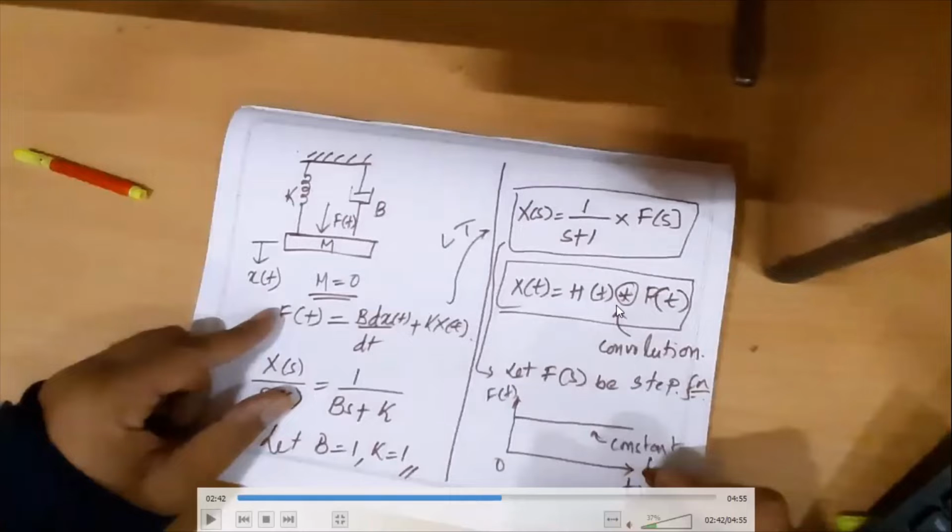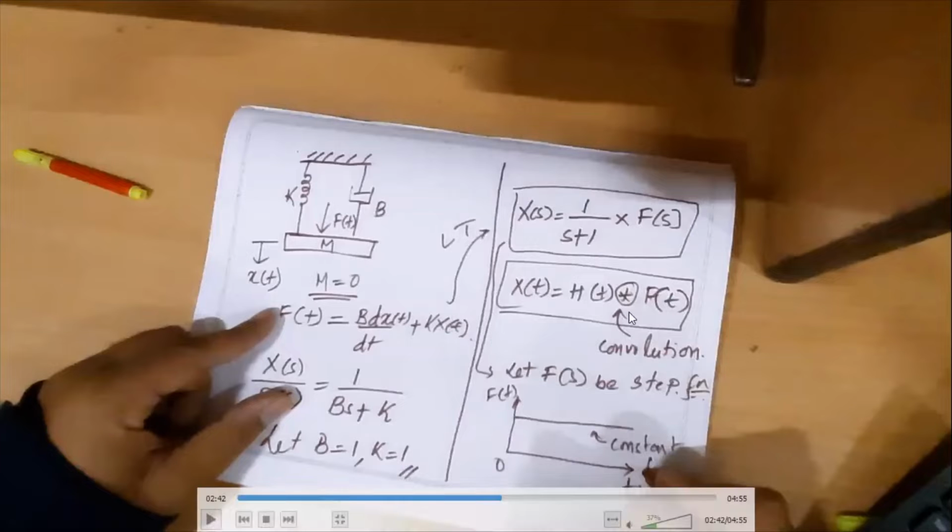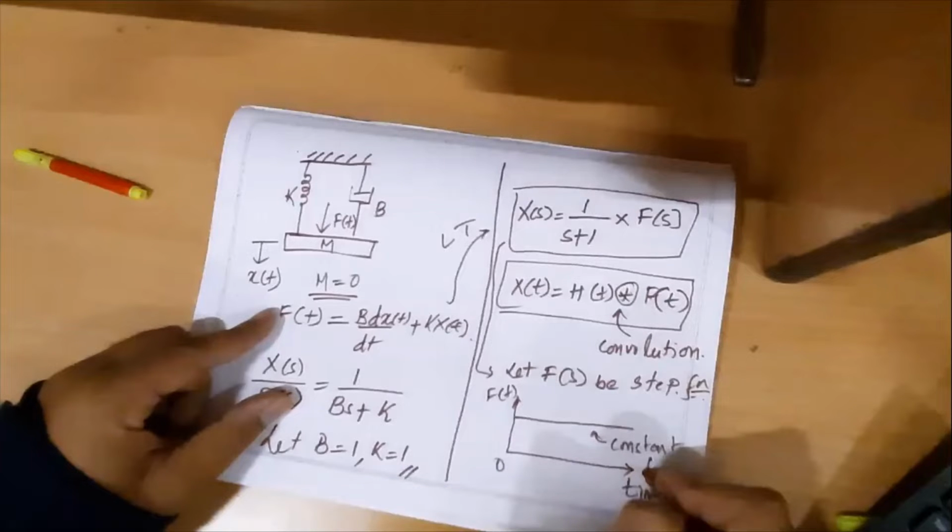No need to worry about this. It's not a control system thing. But once you study convolution in signals and systems, I'll get back to this concept again and explain clearly the relation between convolution and multiplication in the Laplace domain.